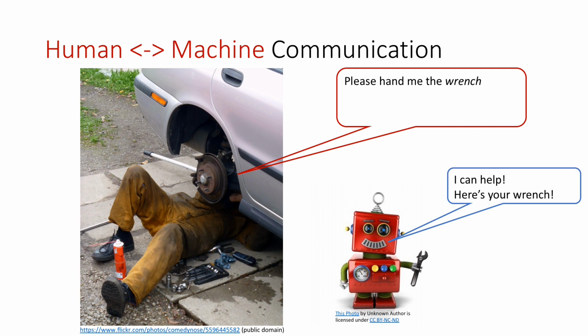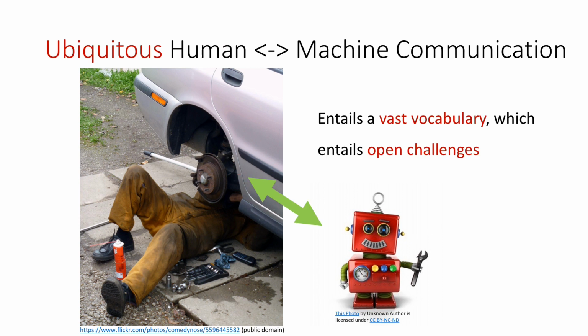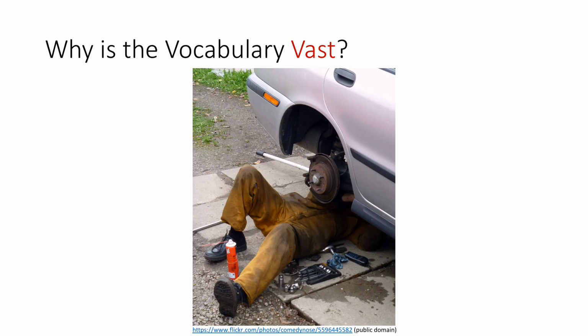I ask my robot helper for a wrench, it looks at the environment around it, sees the wrench, and then hands it to me. If we expect automated systems to do many things in the world, they will need to have a vast vocabulary that can cover a wide range of situations. To illustrate this point, we can consider this image in more detail.